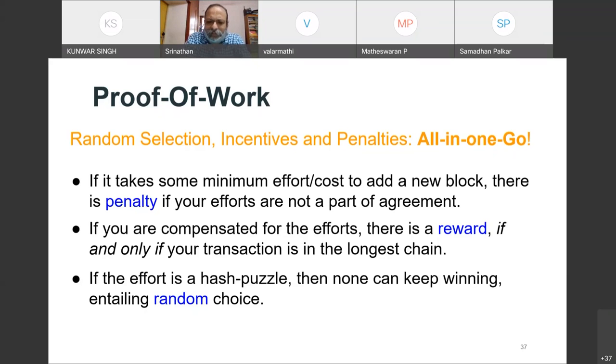Why do you have to do a lot of work? You have to keep changing the nonce and computing the hash and checking whether the hash is less than the threshold or not. So that's called a hash puzzle.